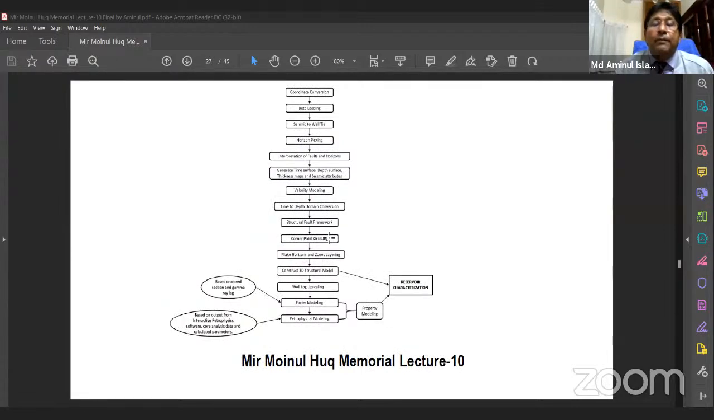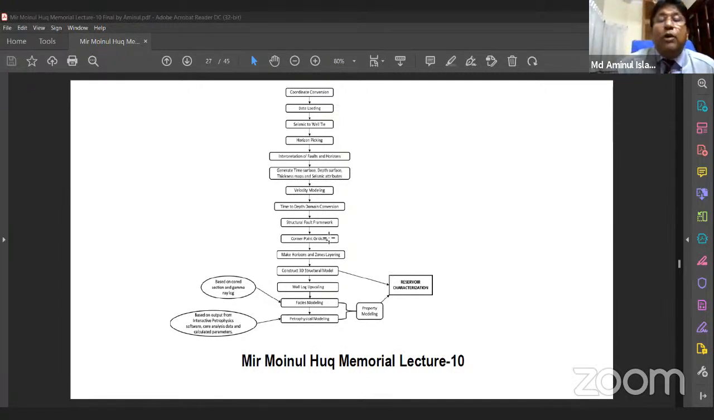So now we talk about the flow chart of our modeling. As usual, we convert our well coordinates to seismic coordinates, because in most cases, well coordinates and seismic coordinates are different. Then we load the data in the workstation, or in our case, Petrel software, and then we do seismic to well tie. And then we go for horizon picking, and then interpretation of faults and horizons together. Okay, so now it's a routine matter for those who are interpreters.